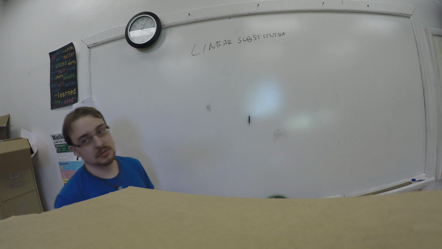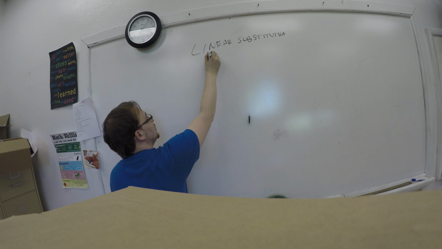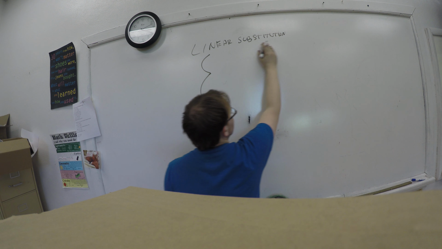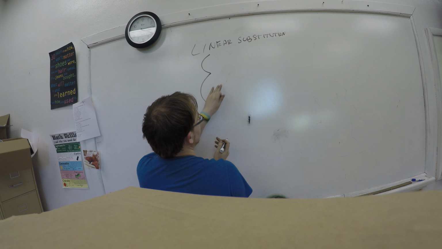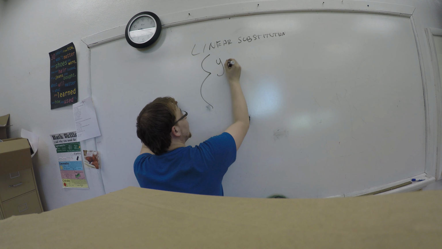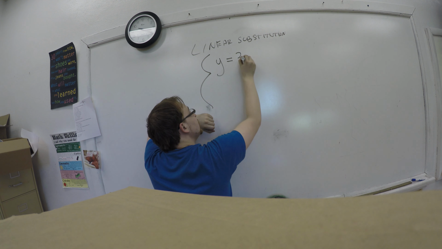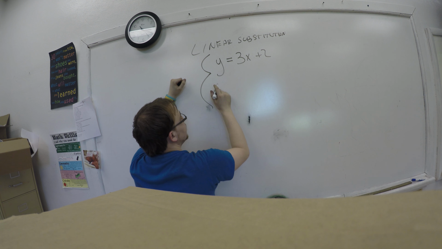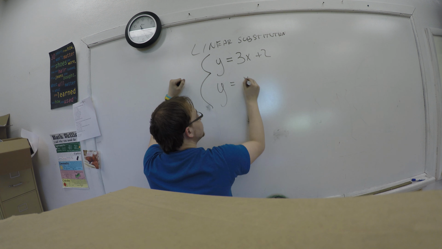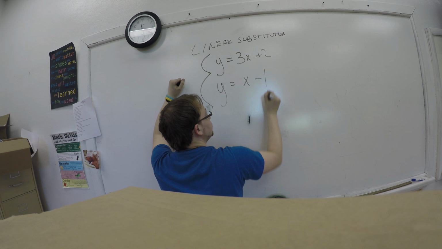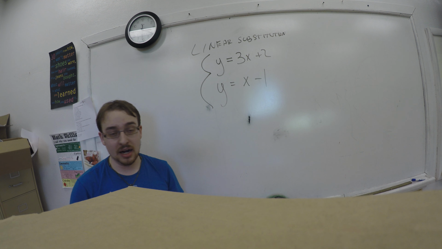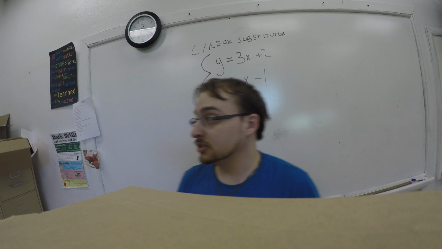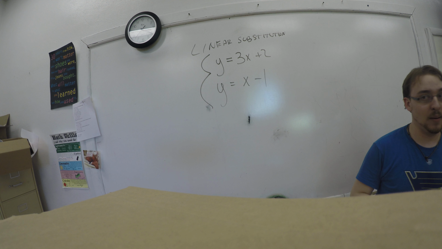So in linear substitution, we have linear equations, a system of linear equations, okay? And we're going to move some variables around and substitute some things for other things. What I mean by that, concretely, is you might see something like y equals 3x plus 2, and you might get something like y equals x minus 1. Because there are 2 equations here, we can work this around, substitute some values, and get things to work out.